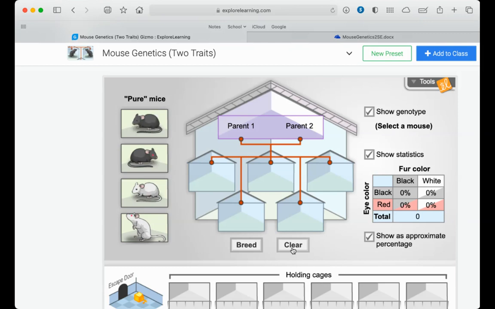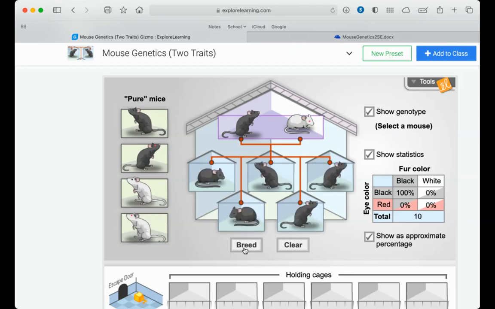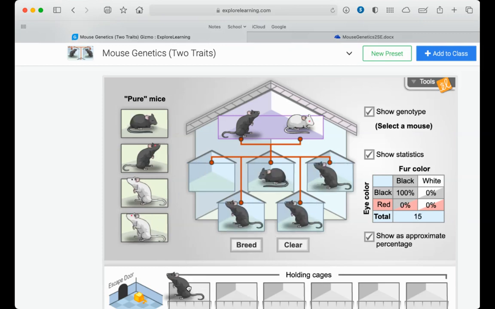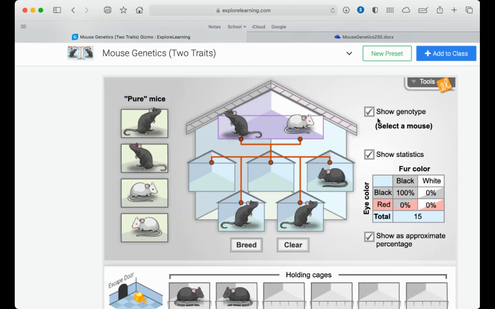So what patterns appear when two traits are inherited? We are going to start by breeding a black fur, black-eyed mouse with a white fur, red-eyed mouse. I'm going to click breed several times and then I'm going to drag 2 of the offspring into the holding cages below. And I'm going to choose 2, 1, 2. Now I'm going to move the cursor over a mouse to see its genotype or allele combination, as you can see over here. So, starting with the black mouse.